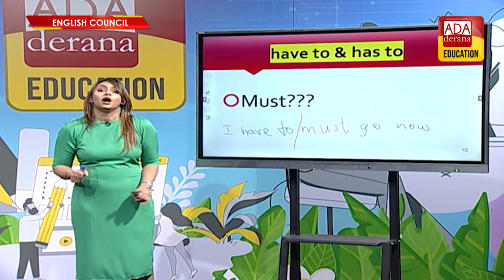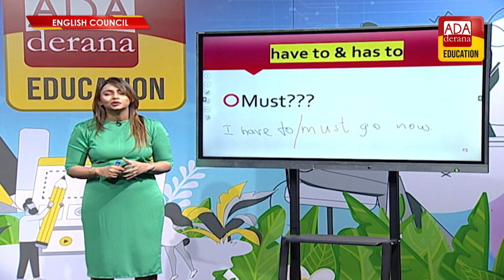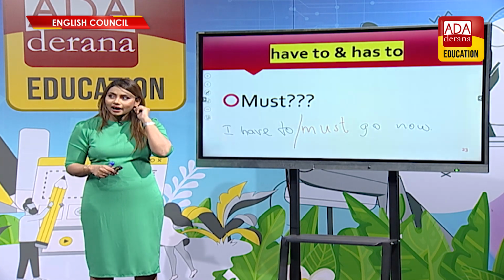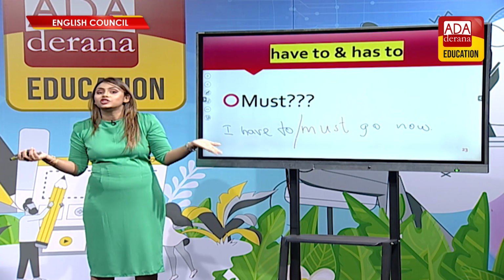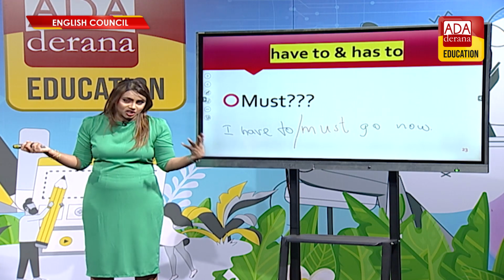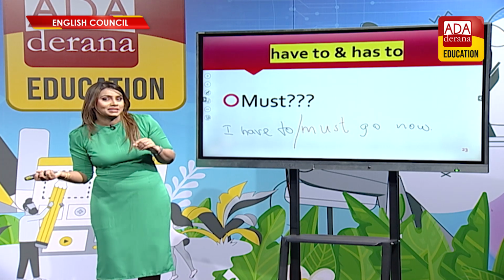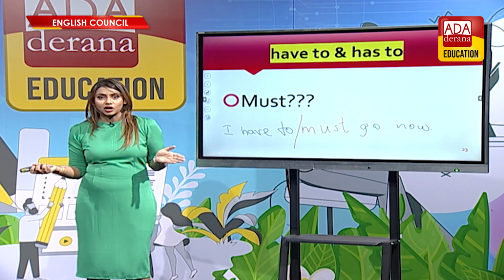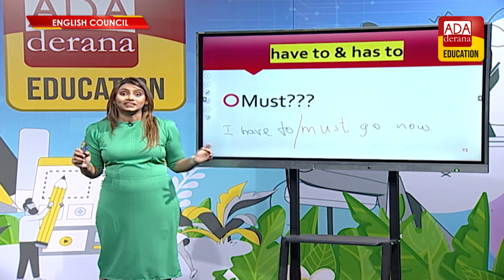But must is a bit stronger. When you say have to, you have to do it, but yeah, you have the liberty of not doing it. Yes, it's up to you, but you have to do it. Yeah, you are under obligation. But still, it's not as strong as must. But when you say, I must go now, I have no other option.